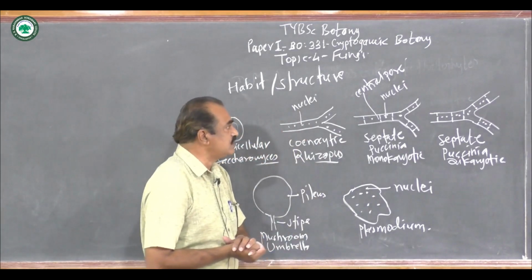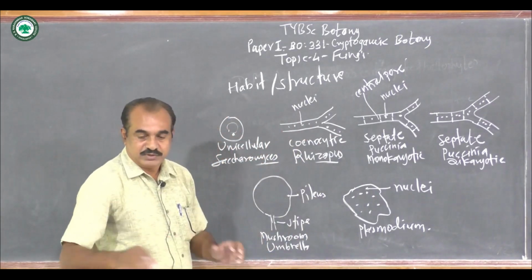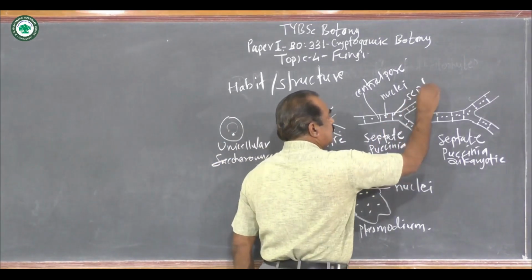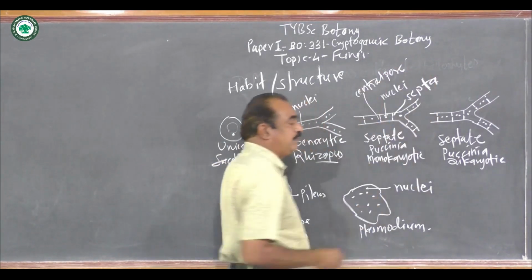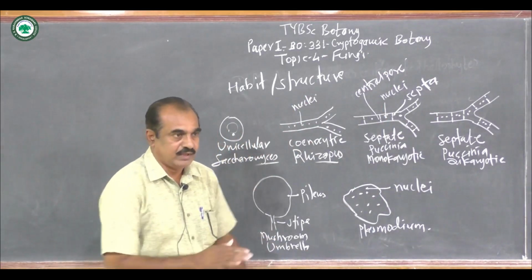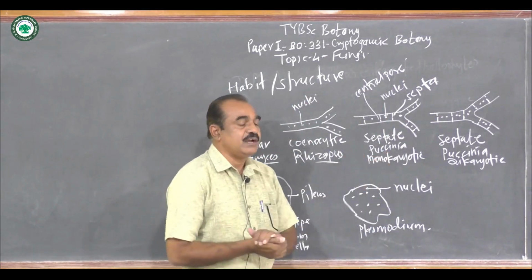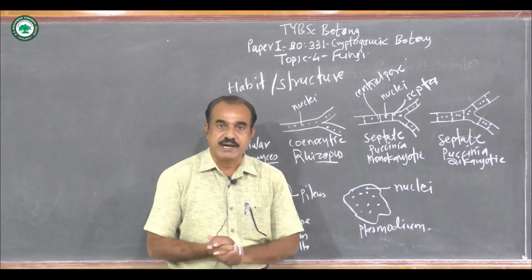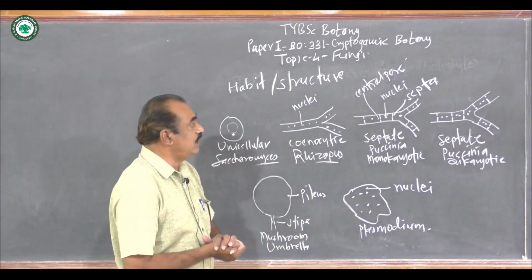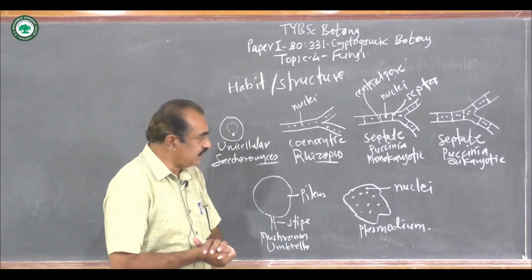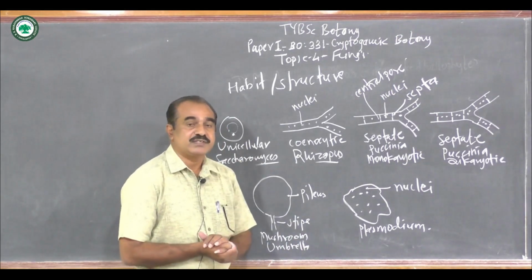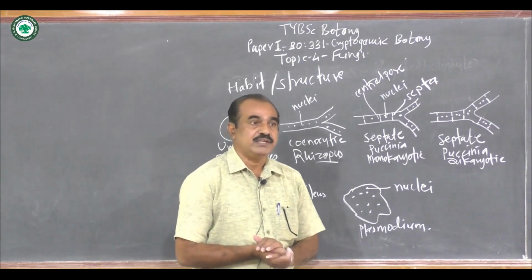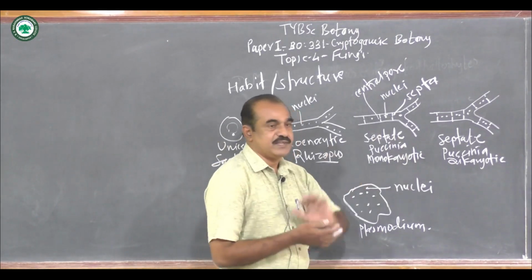Here there are septa. So these are called the septa, or they are also called the cross walls. In between two cells there is a septum, and for example in Puccinia, in the septa there is a central pore. Now this mycelium is branched, and it is called the septate mycelium. And here in Puccinia, in each cell there is a single nucleus. So such a type of mycelium is called the monokaryotic mycelium.